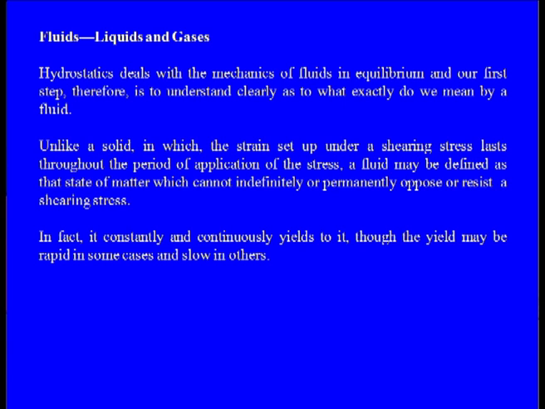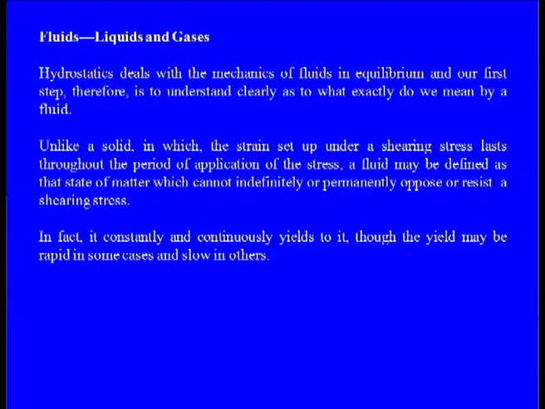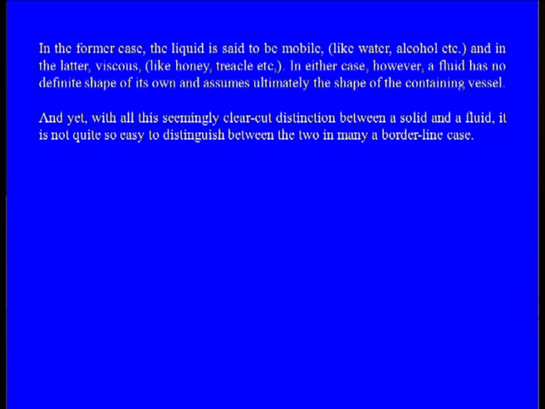Unlike a solid, in which the strain set up under a shearing stress lasts throughout the period of application of the stress, a fluid may be defined as that state of matter which cannot indefinitely or permanently oppose or resist a shearing stress. That is the basic difference between solid and fluid. In fact, it constantly and continuously yields to it, though the yield may be rapid in some cases and slow in others. In the former case, the liquid is said to be mobile, like water, alcohol, etcetera. In the latter, viscous, like honey, treacle, etcetera.